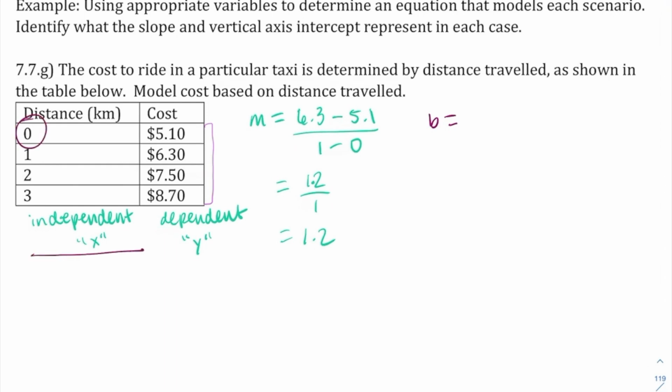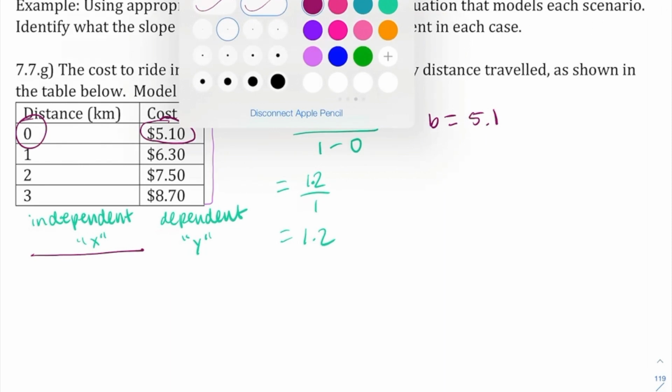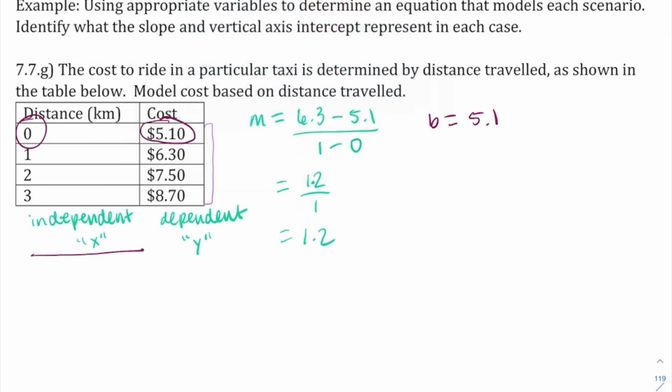And then we are going to figure out the b value, which is our y-intercept. So again, we're saying when the independent variable is equal to 0, what is the dependent variable equal to? So in this case, it's just right here with $5.10, which we can represent as 5.1 when we simplify it.